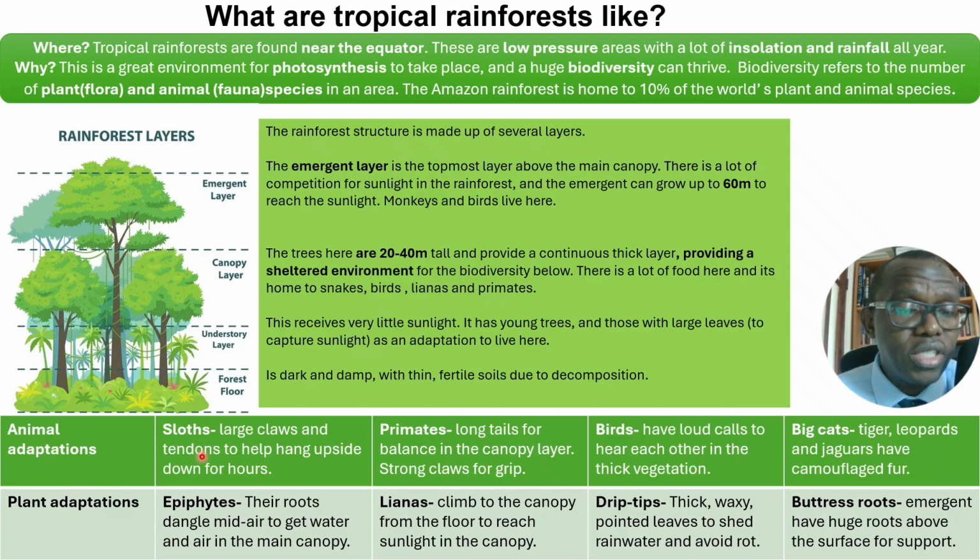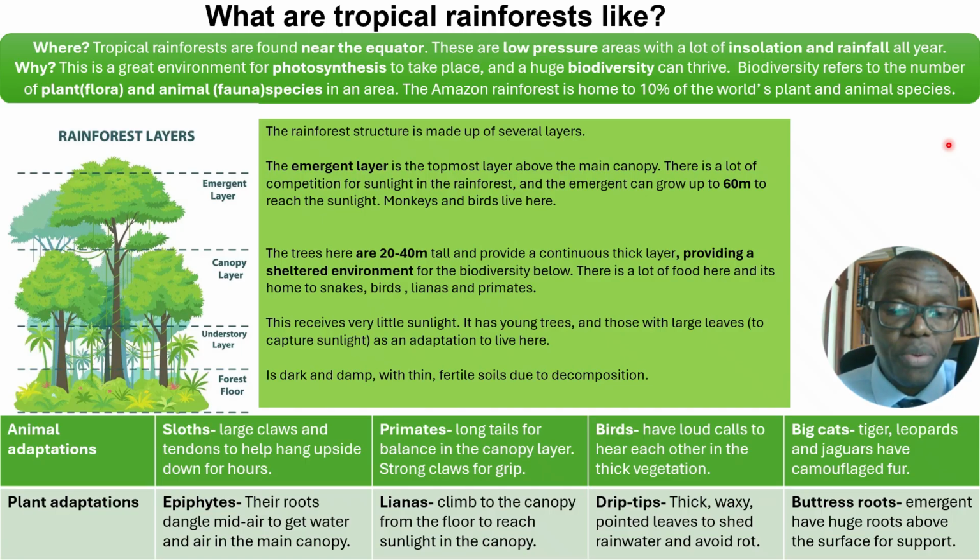So the sloths have large claws and tendons to help hang upside down for hours in the rainforest. They live on the trees, and they only come down to the forest floor only once a week. So they are basically on the tree throughout their life, so to speak.